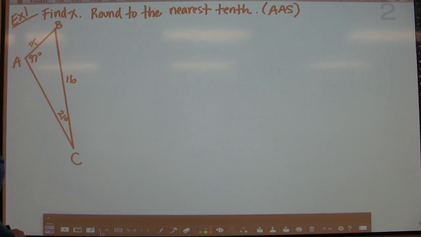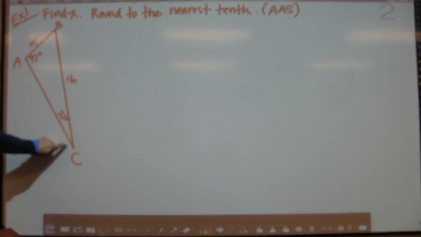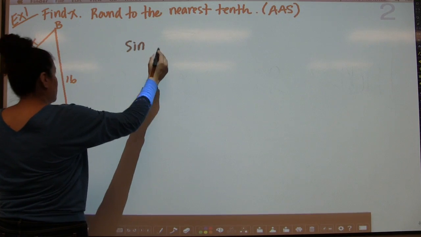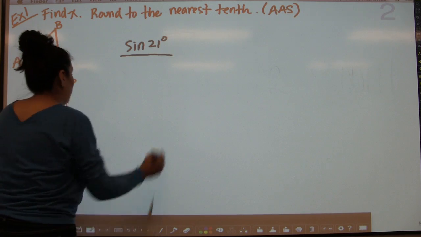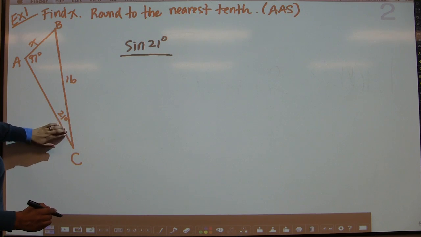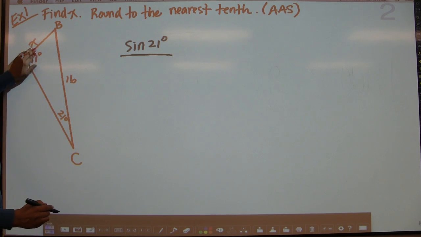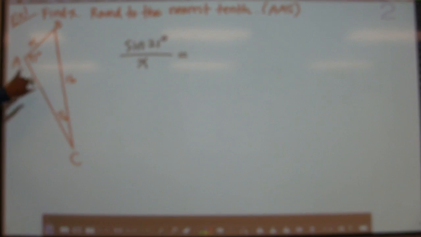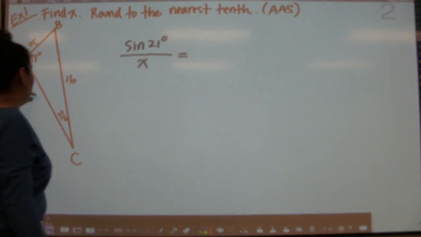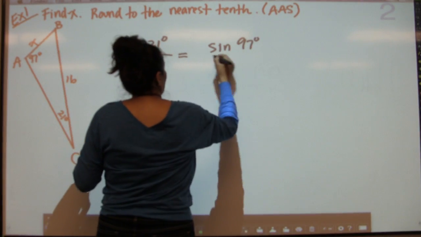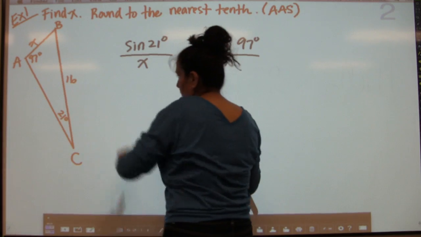To find x, since we know that angle C is 21 degrees, we're going to use the sine of C, which is 21 degrees, and divide it by the opposite side, which is x. The other part that I'm given is angle A. So then we're going to do the sine of A, which is the sine of 97 degrees, over the side length a, which is 16.